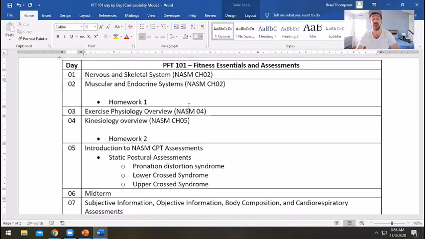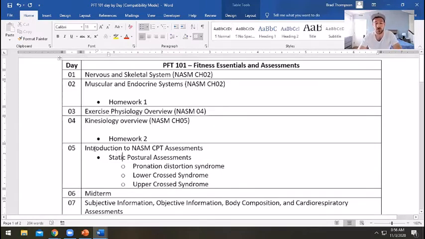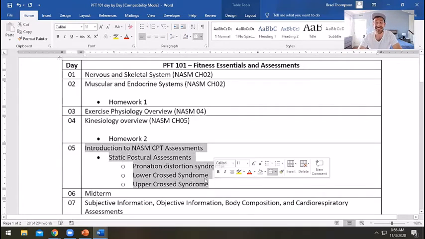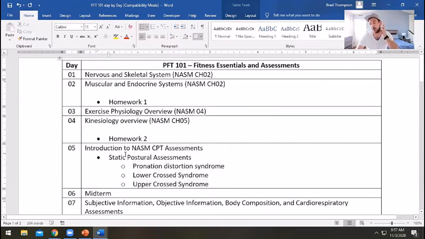And then just before the middle of this class, right before our midterm, we're going to be going over our 3 most common static postural distortions. So we are going to do a little bit of assessing, sort of. I mean, not really assessing. I mean, we'll see it in the assessment PowerPoint. We're not really going into assessing before the midterm. We're going into these 3 most common postural distortions and what muscles are causing them, right?